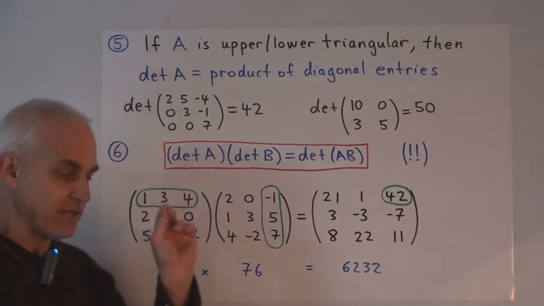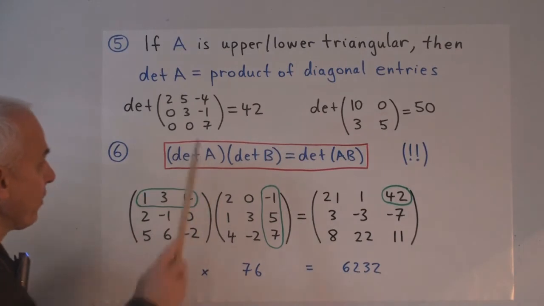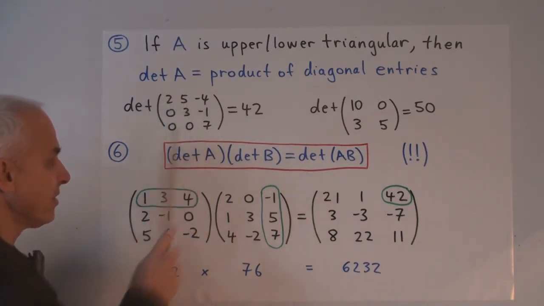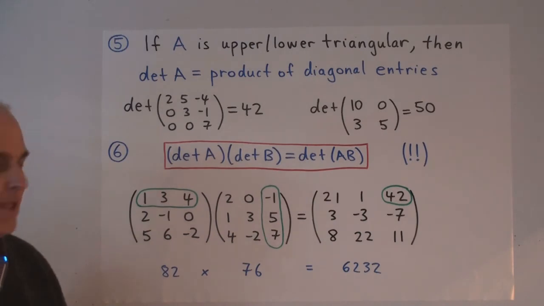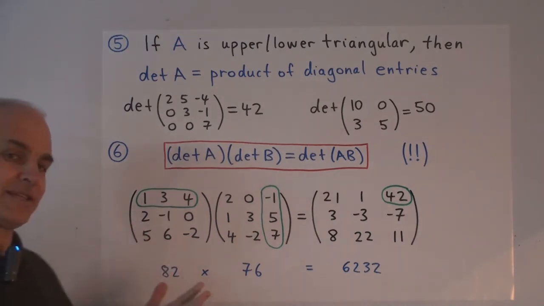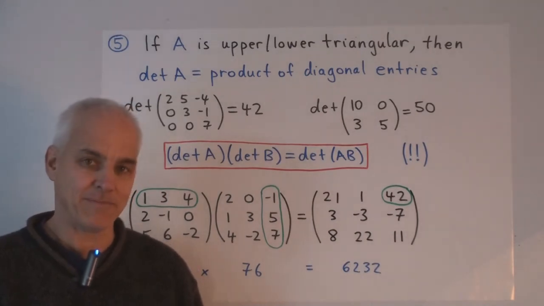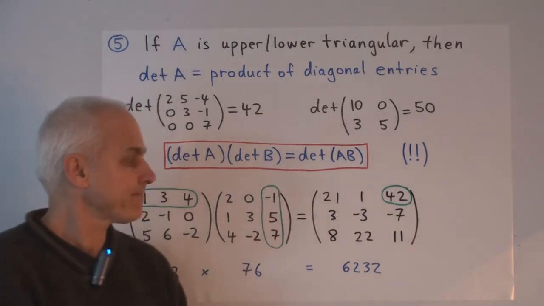So the only terms that are not 0 are the ones where the rooks are in these positions right here along the diagonal. And that's a valid argument that extends also to the 4 by 4 case, or the 5 by 5, and so on. So that's a rather general rule.